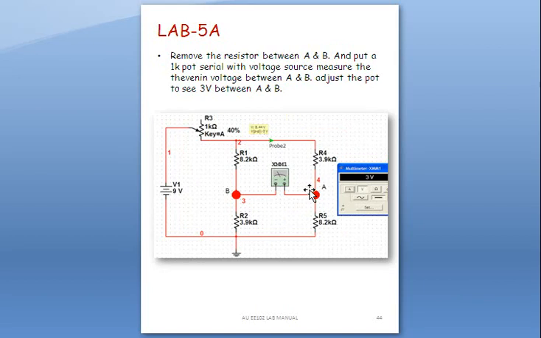In the second part, you will draw this circuit, and you will remove the 1.5 kilo ohm resistor, and you will look at the open circuit voltage between A and B. And here, look, I have inserted a potentiometer. It's to see exactly 3 volts. If you don't use this, you cannot see exactly 3 volts. You will put a potentiometer here and adjust it to see exactly 3 volts.